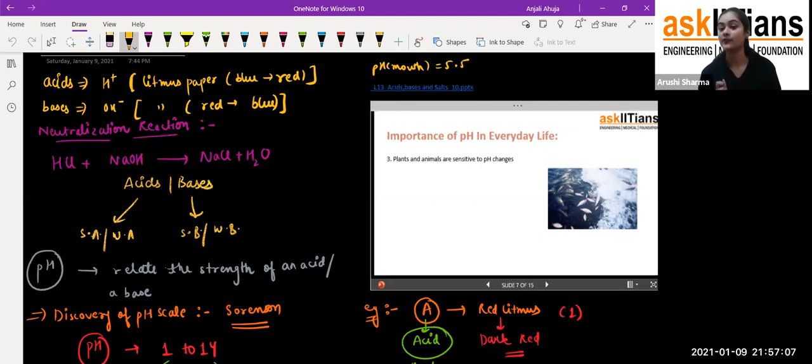As students, I have already told you this with the example of the soil, or the crop. We want to grow a crop which requires a pH of 6, but we grow that crop in soil which has a pH of 2, and the crop gets damaged. So that's how plants and animals are sensitive to pH. Even for us students, the pH which has to be maintained for us should be maintained. If it is not maintained, then we are going to face some problem.